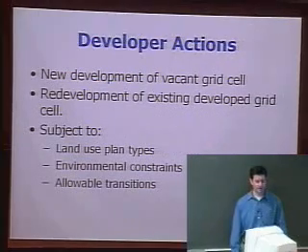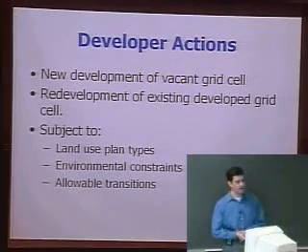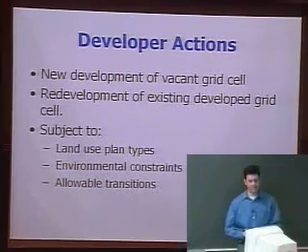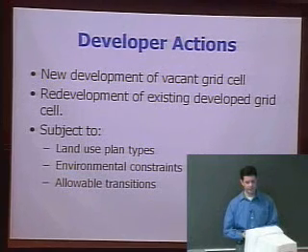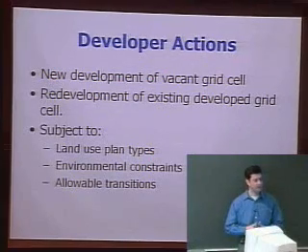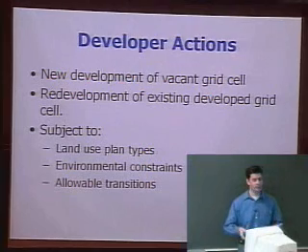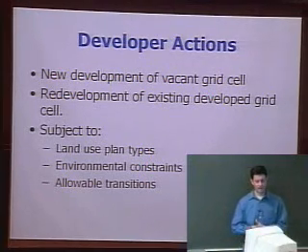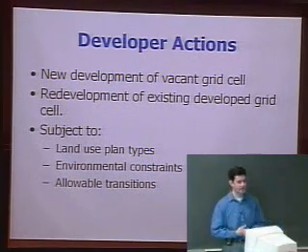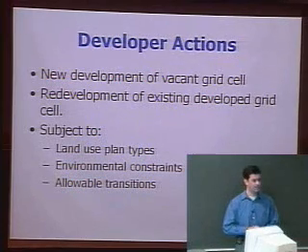Developers, what can developers do? Well, it's actually the grid cell itself developing, really. You can have new development of a vacant grid cell or redevelopment of an existing developed grid cell, which means it could change. It could go from low-density residential to higher-density residential, or it could become mixed use, or it could become anything, subject to land use plan types, which we code into the grid cells, environmental constraints, which we try to represent, and allowable transitions.